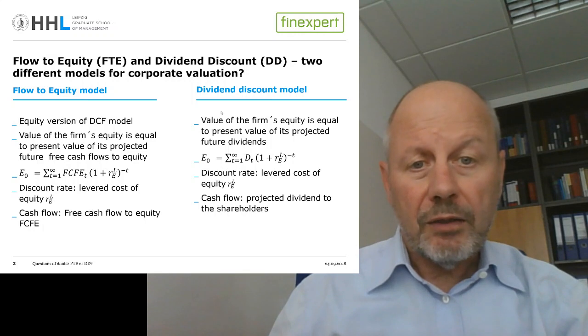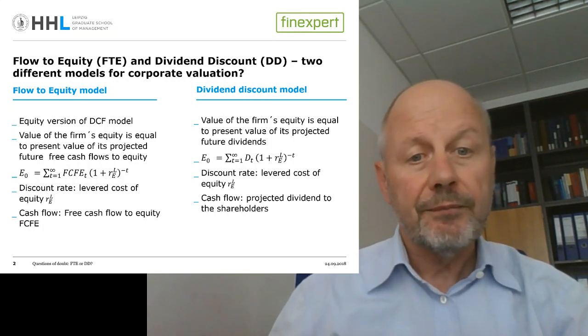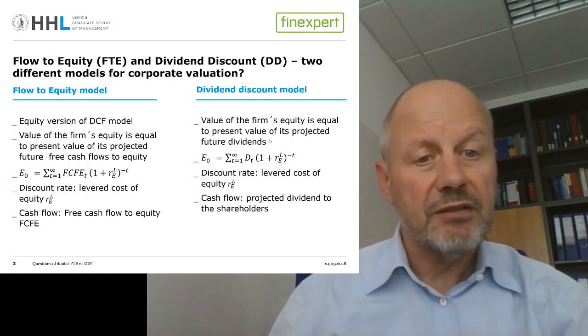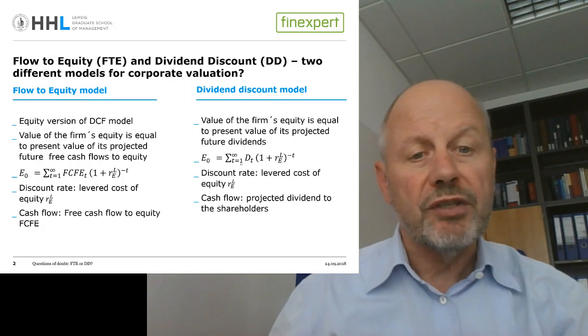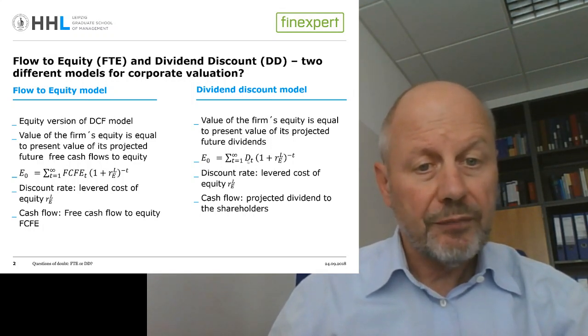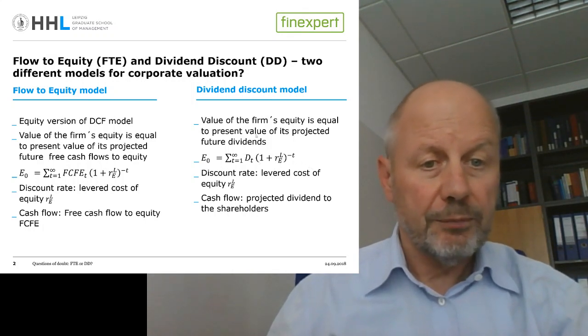On the other side, we have the dividend discount model, and here the idea is it's also an equity model. The idea is that the value of the firm's equity is equal to the present value of its projected future dividends. So you see here the discount rate is also the cost of equity of the firm, and here you see the future projected dividends of the firm.